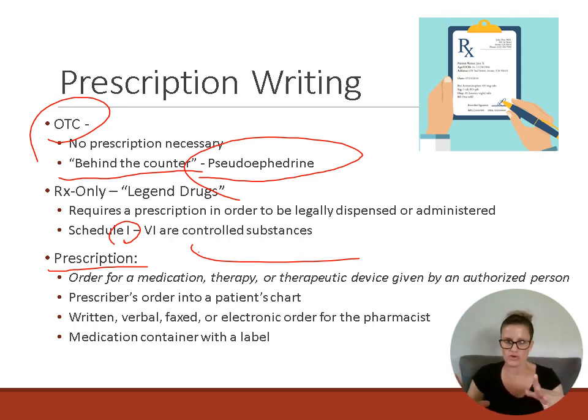It can be an order that is written or faxed or electronically sent to a pharmacy for the pharmacist to dispense to the patient. Or it could be a medication container, where you actually give the person the medicine itself with the label on it. So all the pertinent information is just written directly on the label.